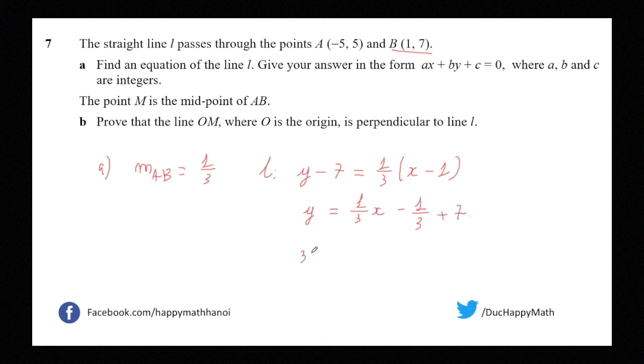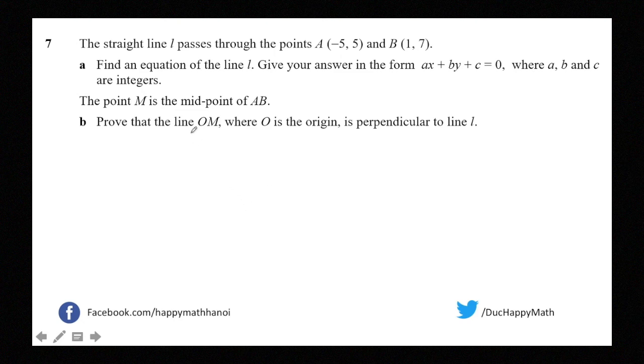So 3y equals x minus 1 plus 21, over 3. So that is plus 20. Yes. So change the position: x minus 3y plus 20 equals 0. That is the equation of the line L. Okay, quite easy.